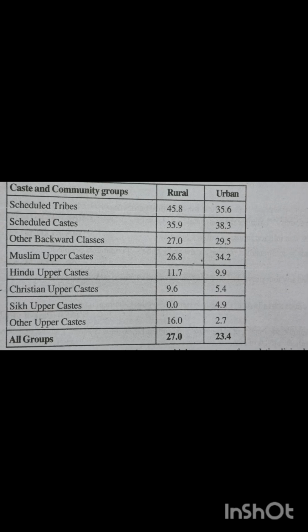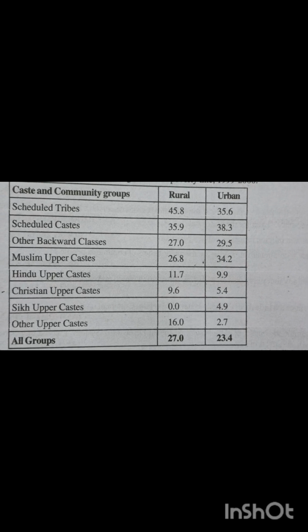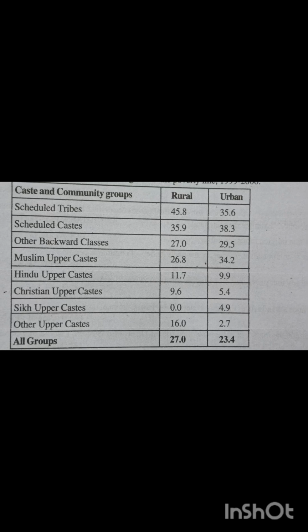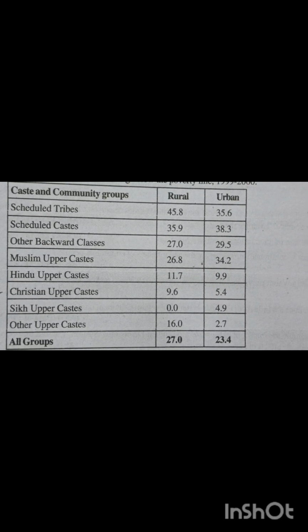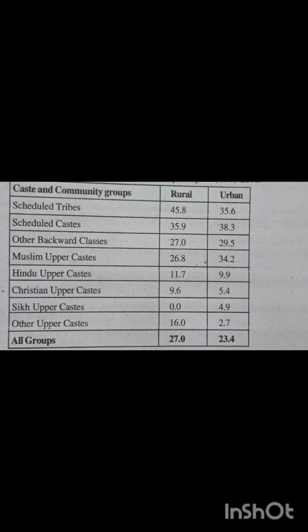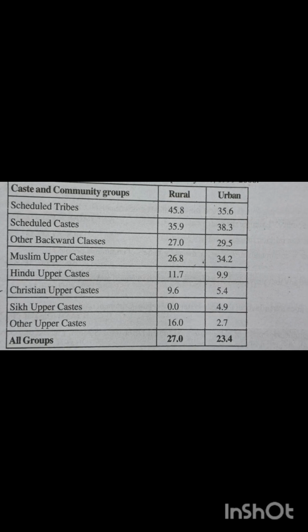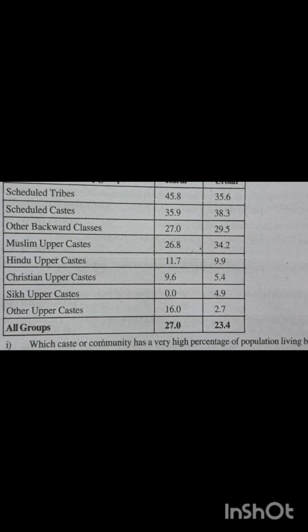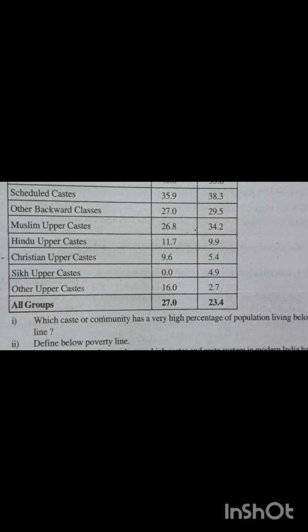Christian upper caste 9.6, 5.4. Sikh upper caste 0.0, 4.9. Other upper caste 16.0, 2.7. All groups 27.0, 23.4.